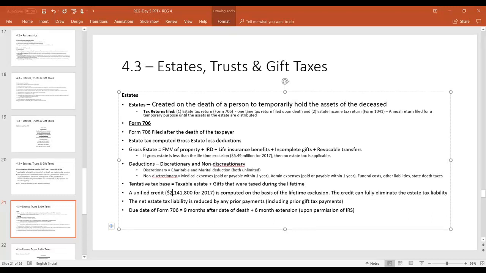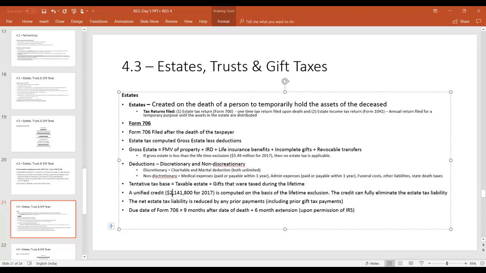So your gross estate includes the fair market value of property, income with respect to decedent, life insurance benefits. Life insurance proceeds are obviously given to the beneficiary upon the death of the owner, right? The beneficiary does not have to pay any taxes on the proceeds received, but the owner, the deceased person, has to include this in the estate. Remember, the beneficiary has no tax implications, but the owner who had the incidence of ownership on this life insurance will have to include that in the gross estate.